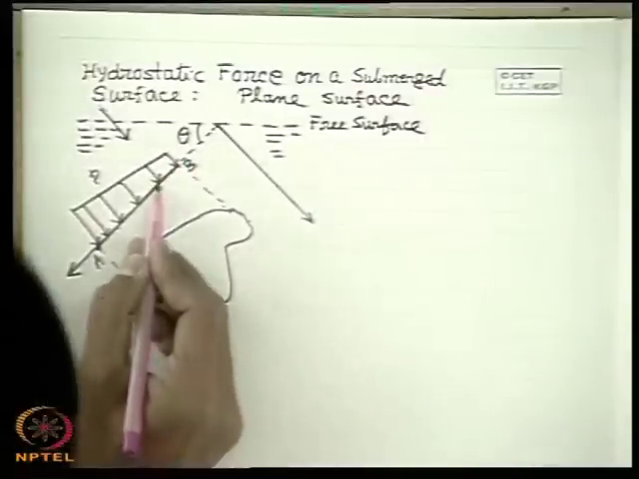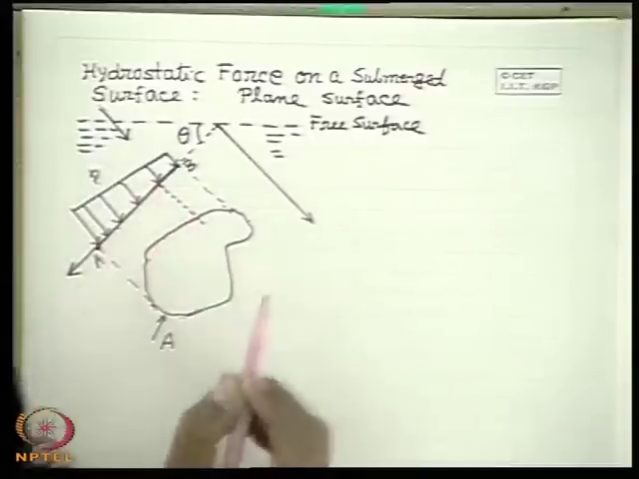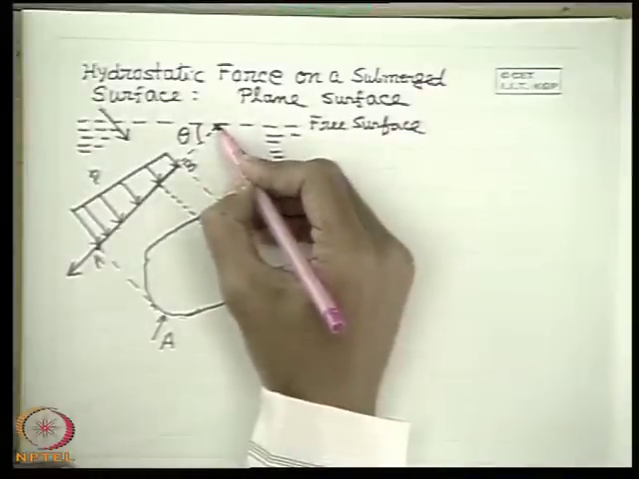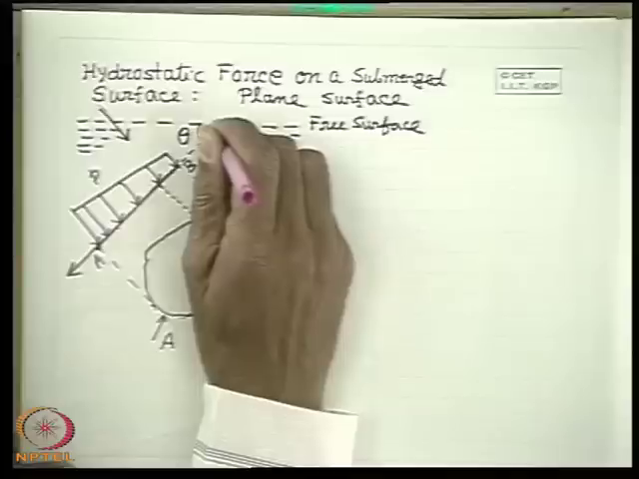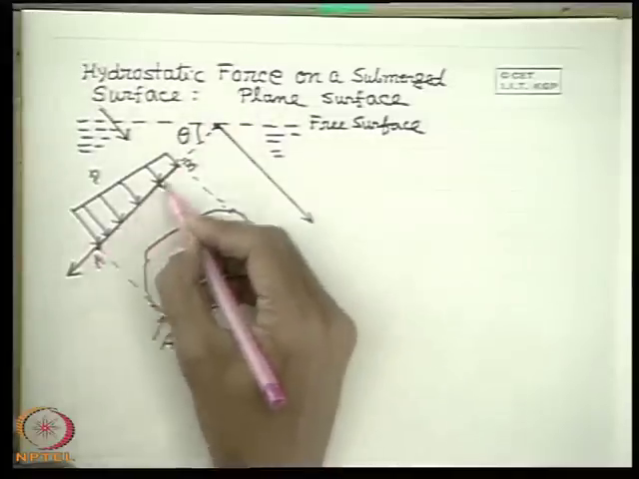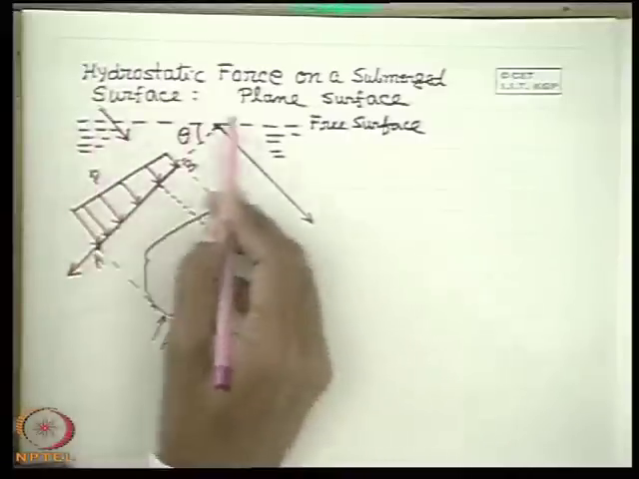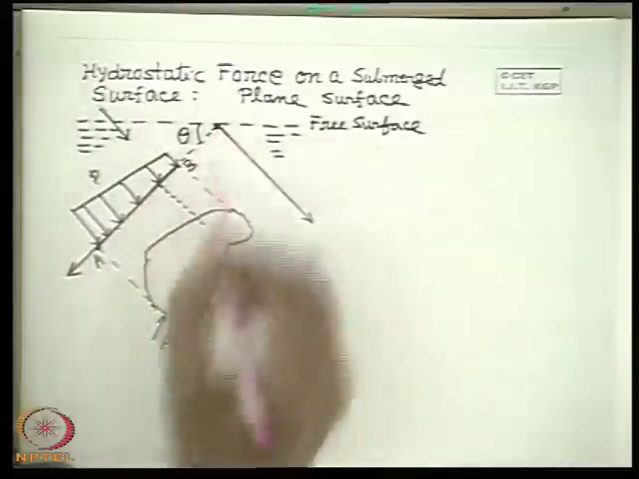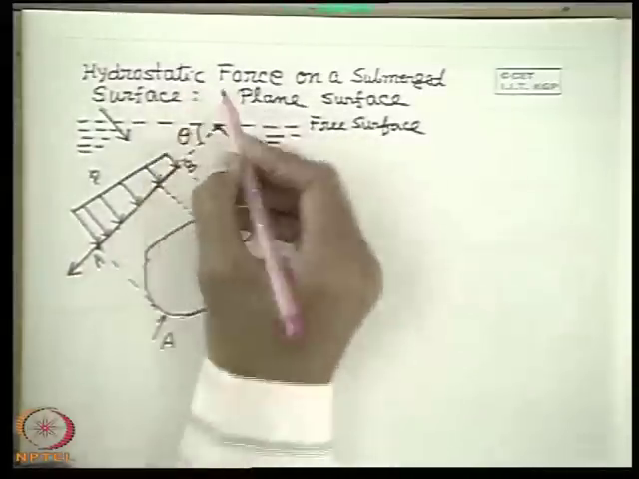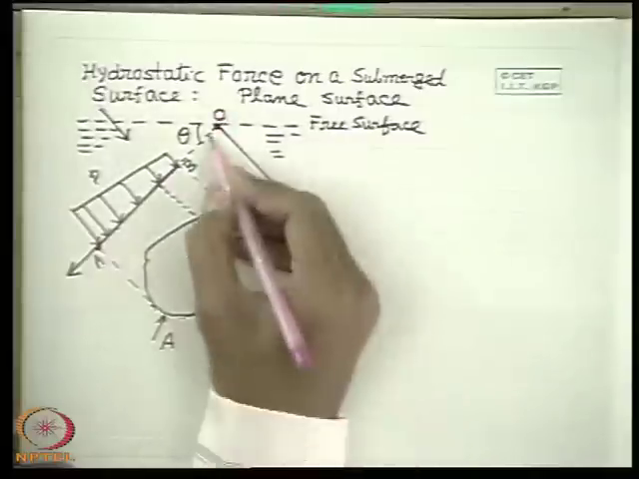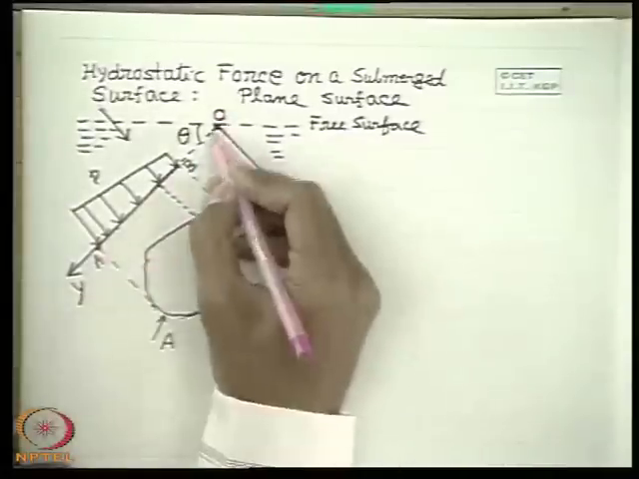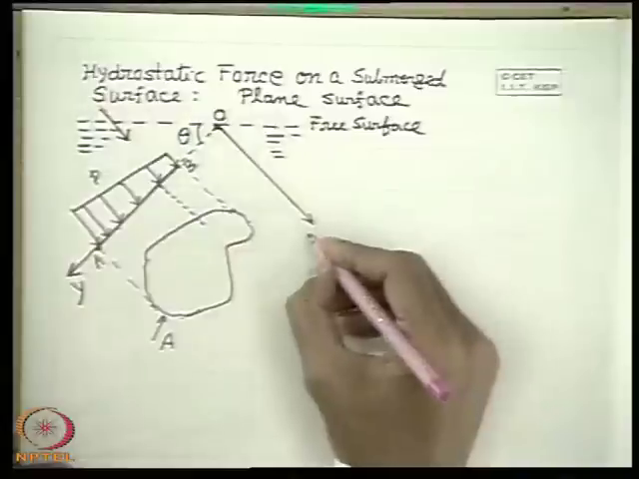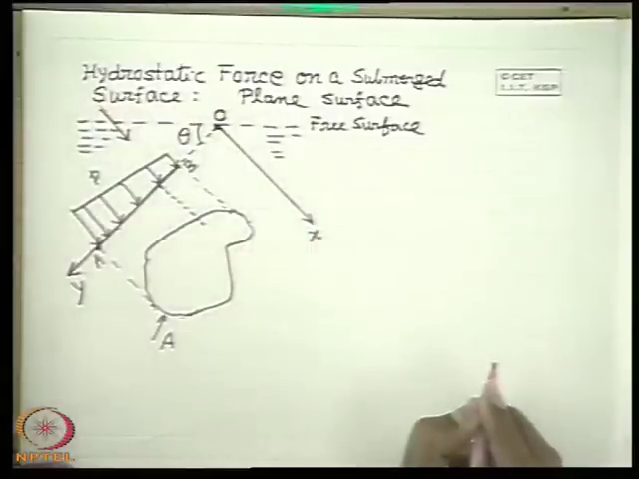Now let us consider an elemental area. But before that, let us consider a coordinate axis. This point is the line, seen as a point, where the plane of the surface and the free surface meet, perpendicular to the plane of the paper. This is taken as the origin O. And the OY coordinate is taken along the direction of the plane, perpendicular to this OX axis. I think there is no problem.